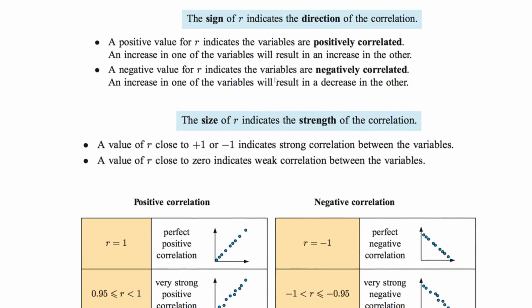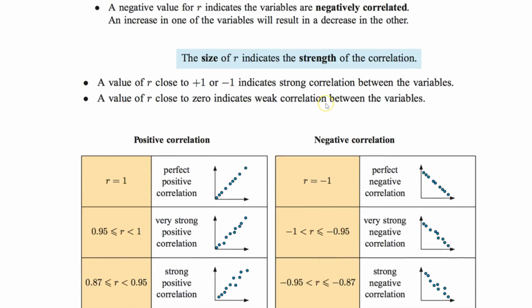And all these things here are all good stuff, right? Positive value is positive. Negative value is negative correlated. The size of the R tells you how strong it is, right? The closer to 1 you are, the stronger it is. So closer to +1, the stronger the positive correlation. Closer you are to -1, the stronger the negative correlation. If you're close to 0, that means it's going to be very weak in either direction.